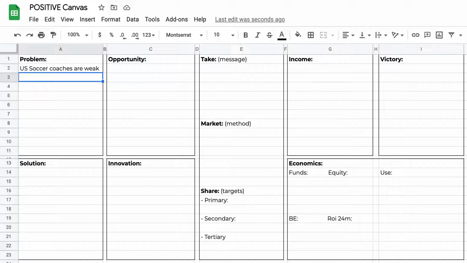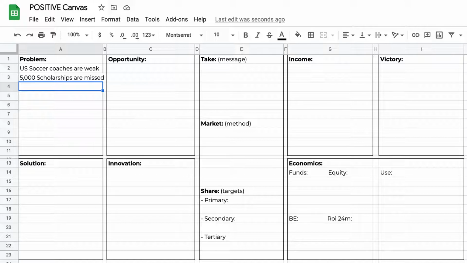What's the real problem though? If coaches are weak, so what? Well, that means that 5,000 scholarships are missed. Now you notice I'm carefully picking words that'll fit here. You're not going to write paragraphs. If you can keep each line to 3 words, that's perfect, but you only need 2 or 3 lines.